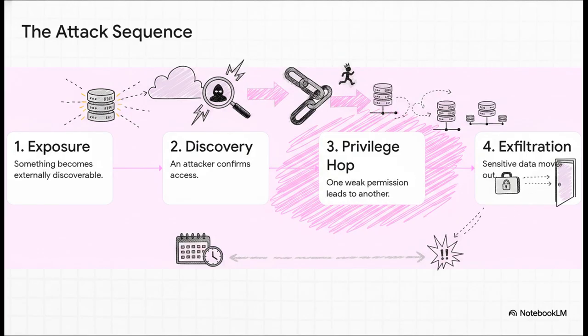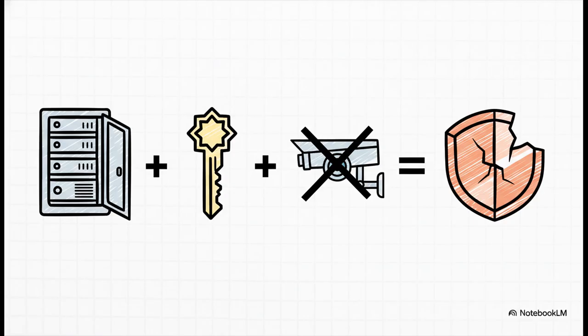Third, the privilege hop. They use one small permission to wiggle their way into a much bigger one, moving around inside your network. And finally, exfiltration. Your data just walks right out the door. The headline makes it seem like it happened overnight, but the reality is the groundwork for that attack was being laid for weeks.